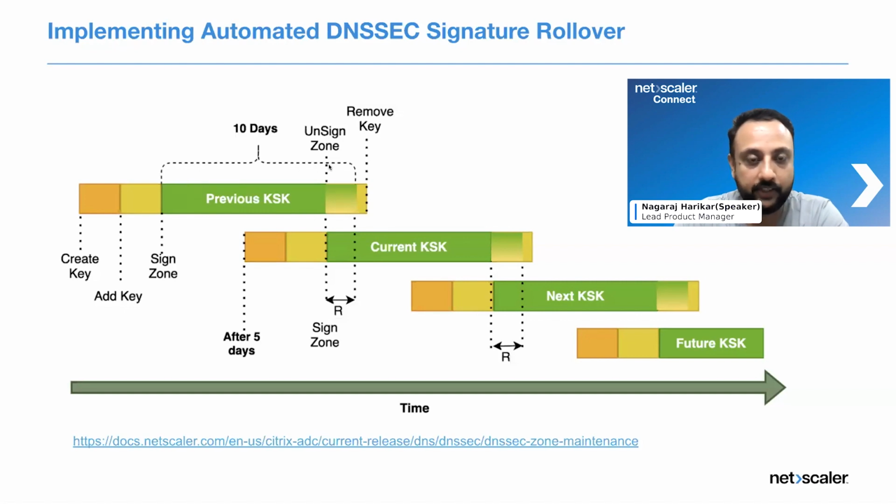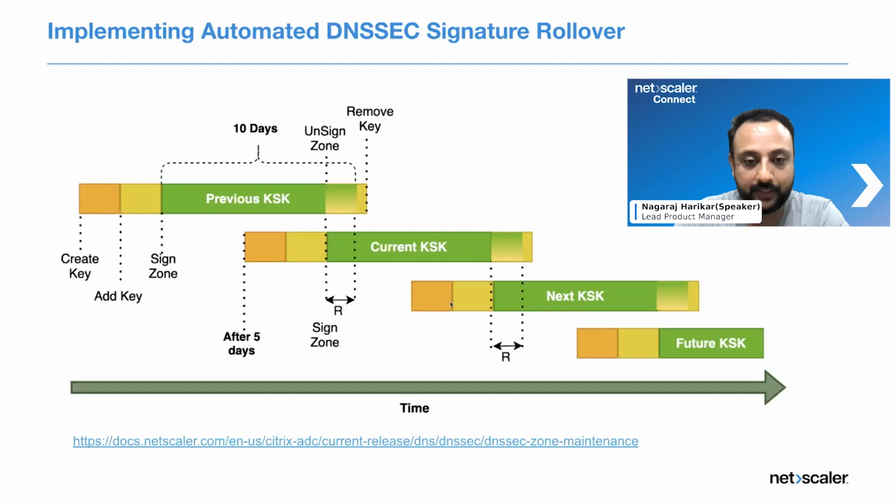And this key will have an expiry date. Say here it is 10 days. And within that, you would also create a new key which has to replace the existing key. And there is a rollover period where all the DNS responses will be switched over to the new key that you create. And this process repeats as the duration expires.